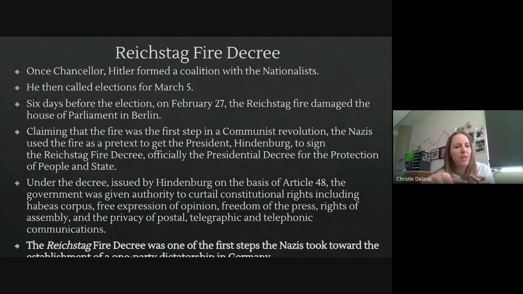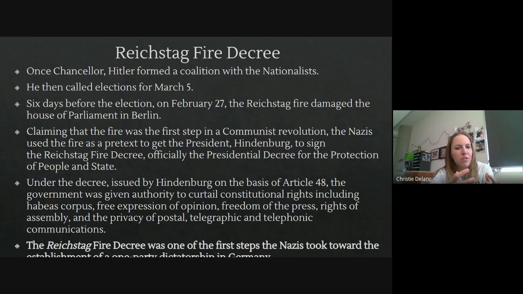Six days before the election, on February 27th, is this fire, right? As mentioned on the previous slide, he convinces the people that this was the first step in a communist revolution, and he sets the pretext to convince President Hindenburg to sign the Reichstag fire decree by using that Article 48 that we just talked about in order to further Hitler's plans, right? So he convinces President Hindenburg to sign this emergency power.